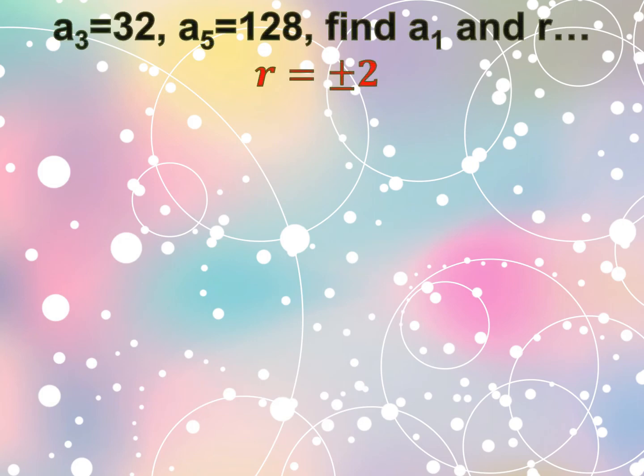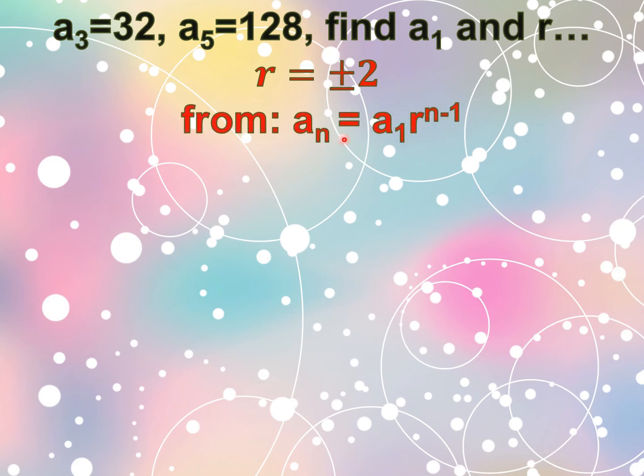Since na-solve na natin kanina yung value ng common ratio na positive or negative 2, we can now proceed sa pag-solve ng ating a sub 1. Sa pag-solve ng a sub 1, meron tayong 4 alternative ways. Simulan natin sa unang solusyon.